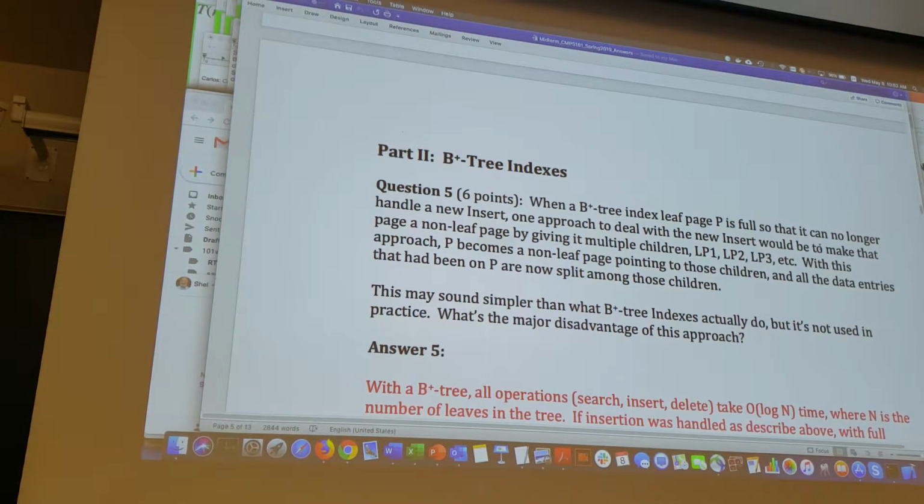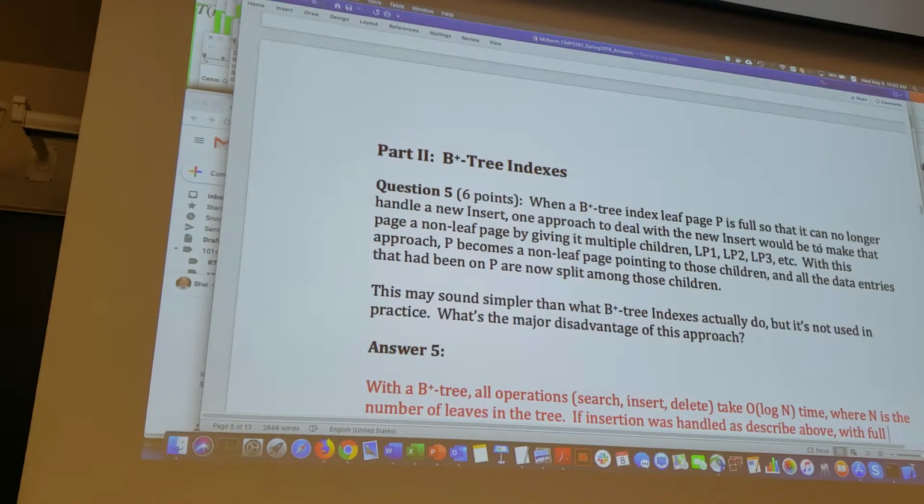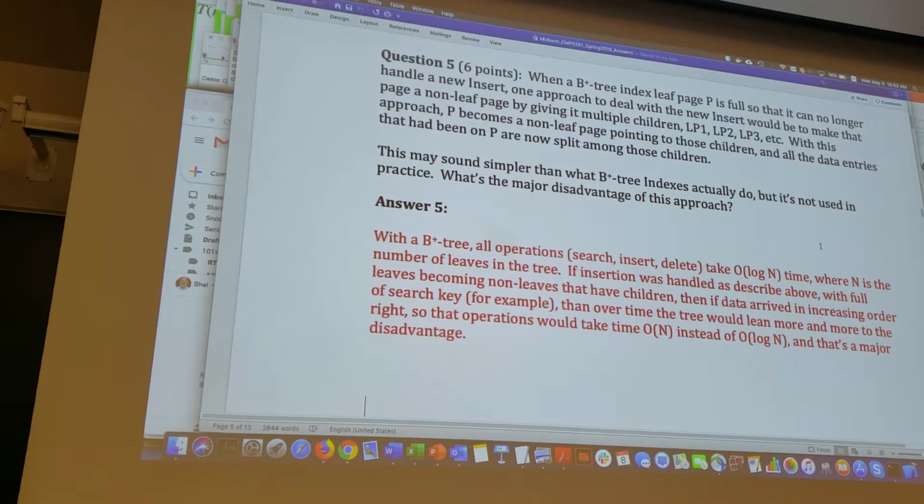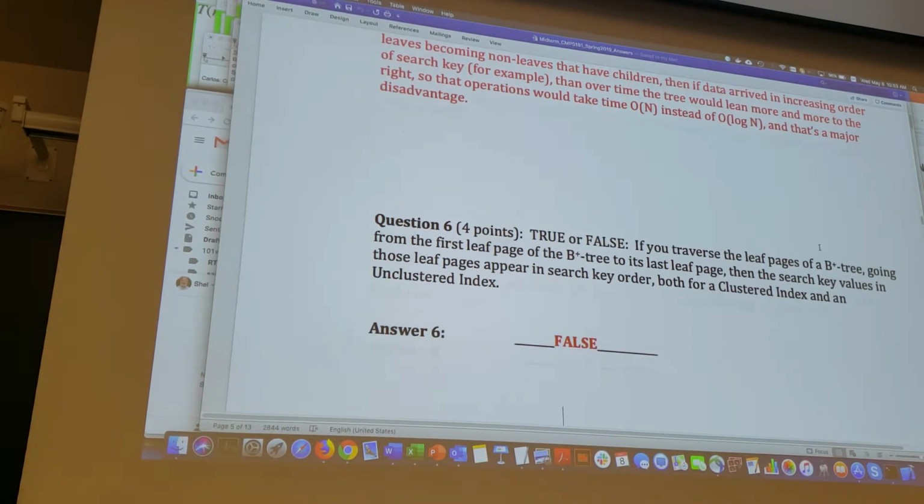And so yes, it's about balance, but more specifically, it's about making sure that all your operations are log n. And by the way, B trees are not completely balanced trees. It just maintains things so that everything ends up being log base f of n versus n. So that is the disadvantage of the approach given.